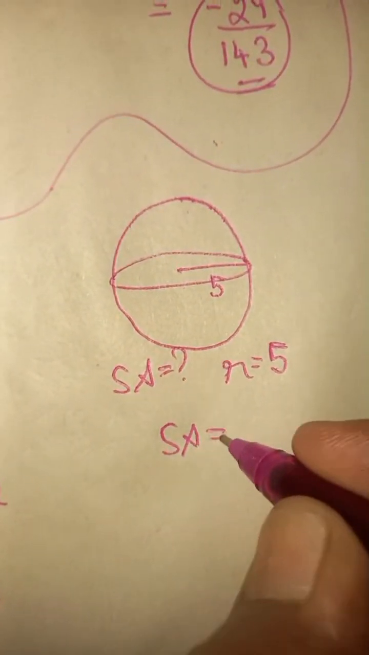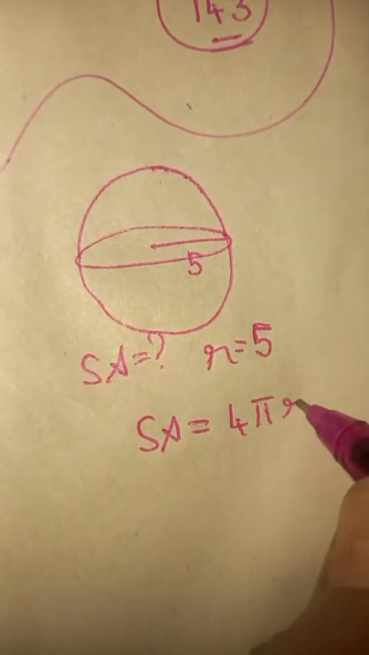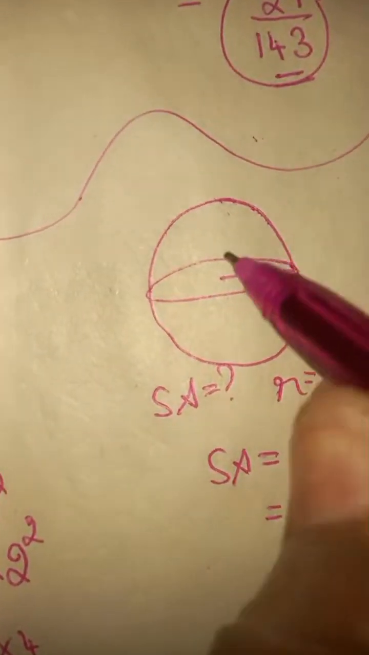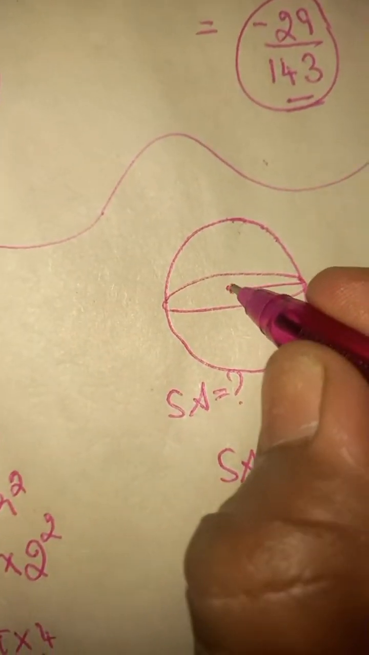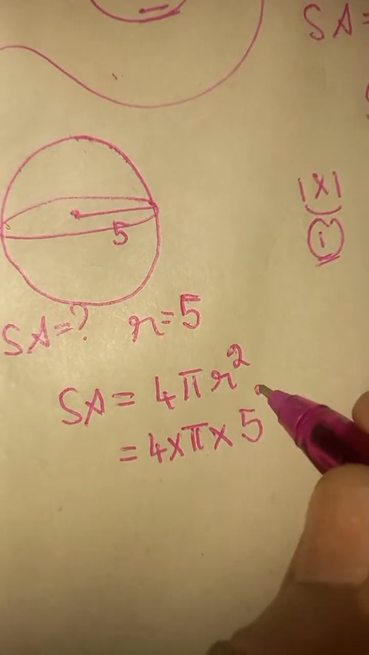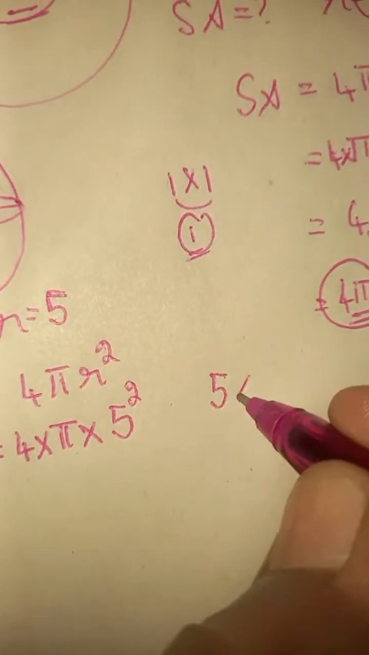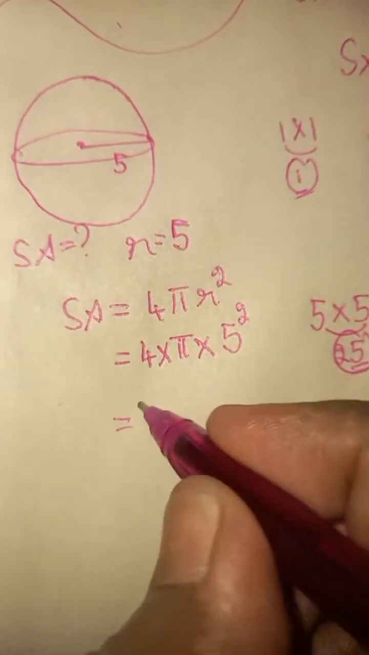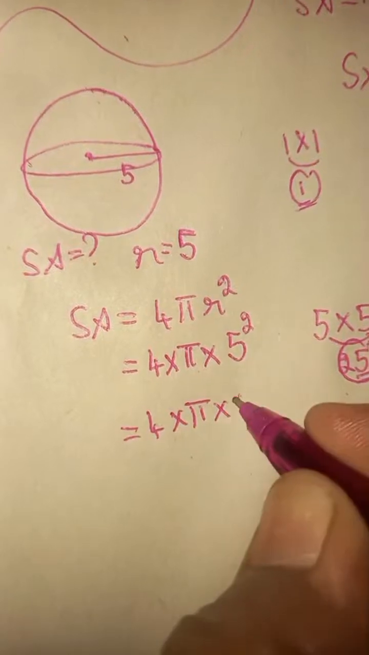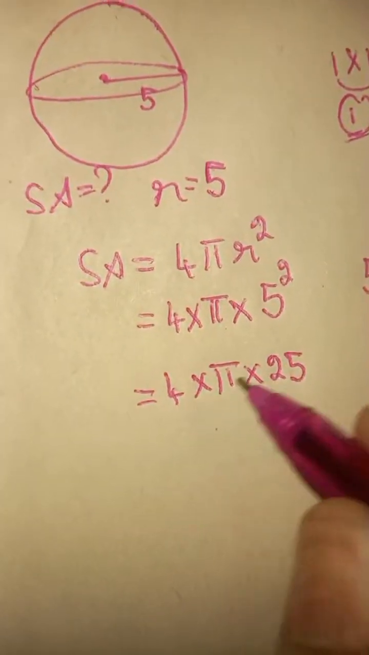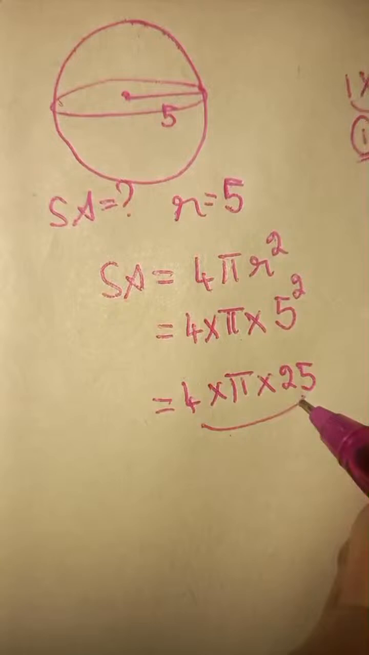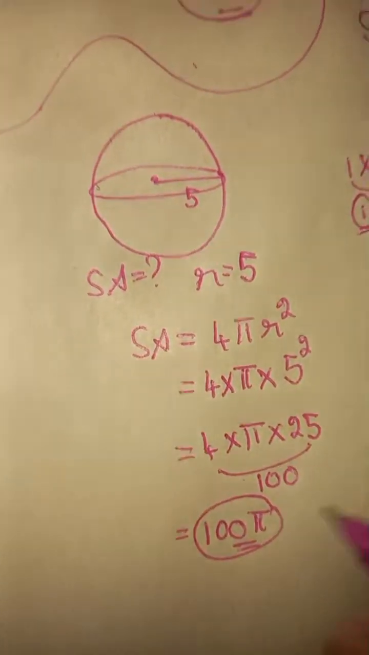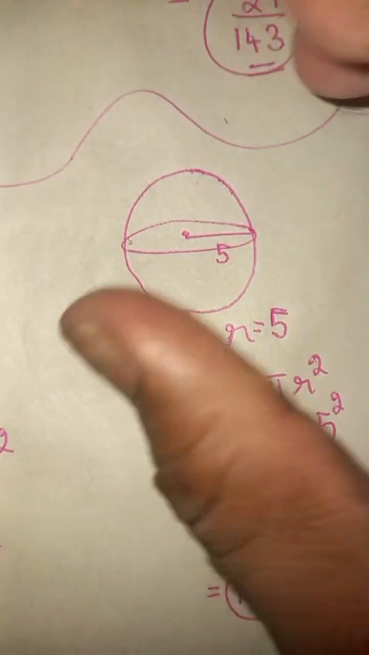Surface area of this sphere is 4 pi r square, and here it is going to become 4 times pi times, here the radius is 5 units, so you are going to multiply by 5 square. 5 square means 5 times 5, which becomes 25. So you are going to get 4 times pi times 25. That means you multiply 4 times 25, and 100 pi square units is the complete surface area of this ball shape.